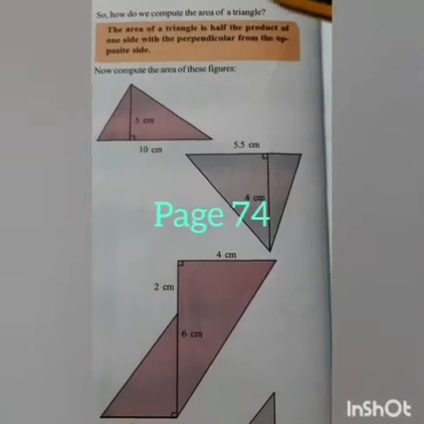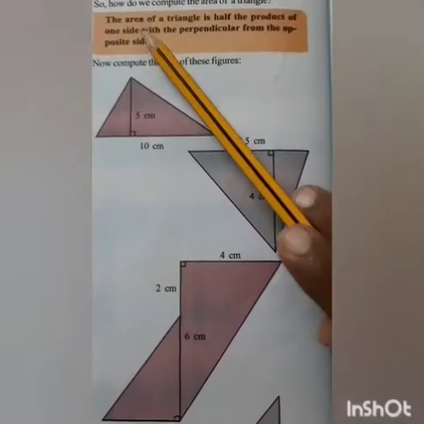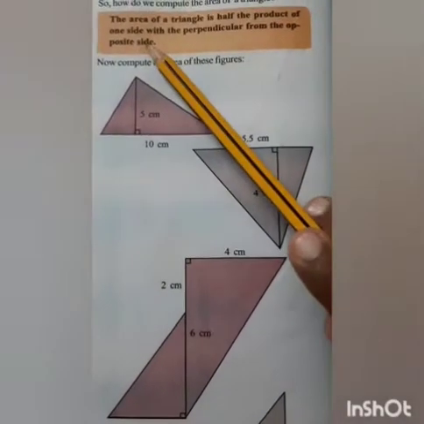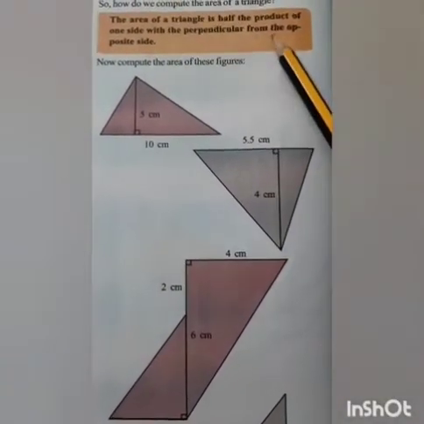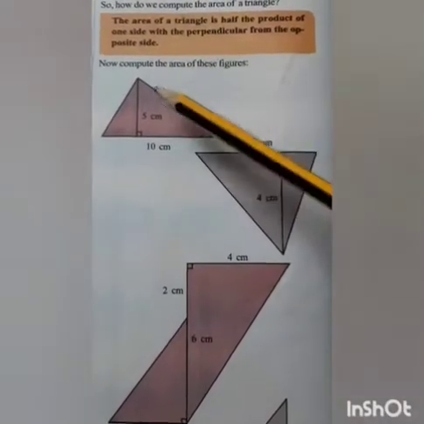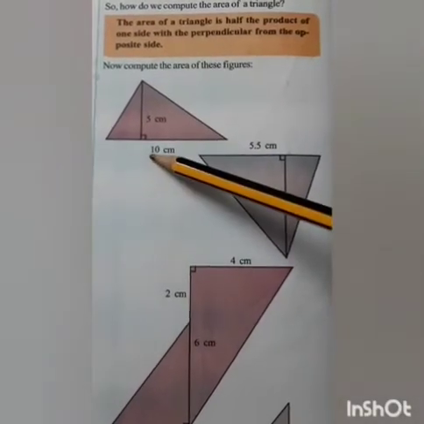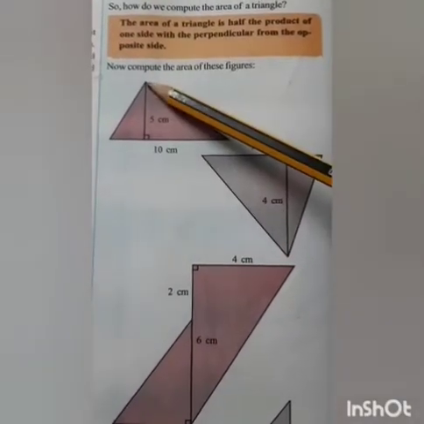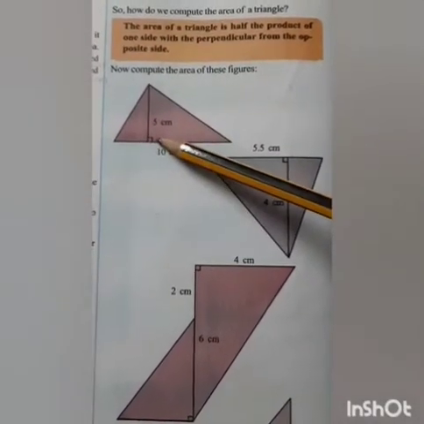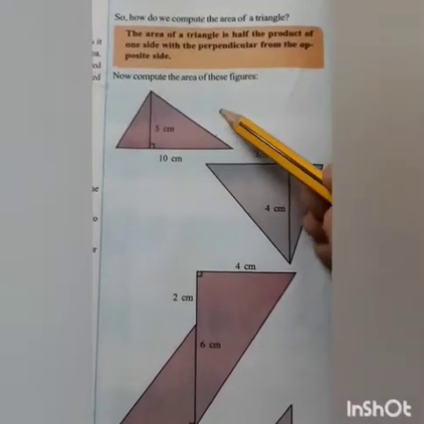In general, we can write it like this: the area of a triangle is half the product of one side with the perpendicular from the opposite side. So in the case of the first triangle, how will you find out the area?